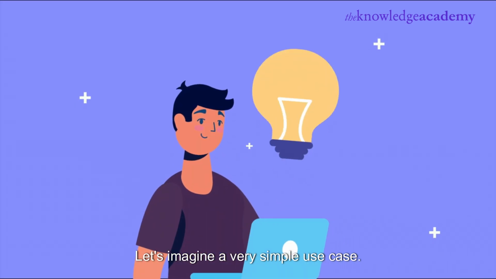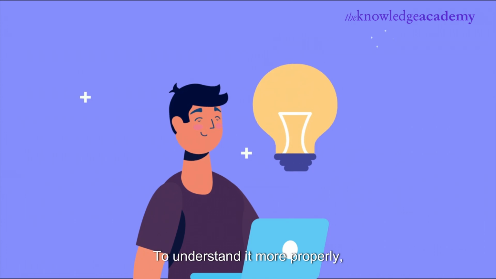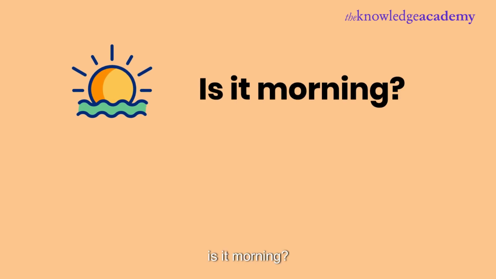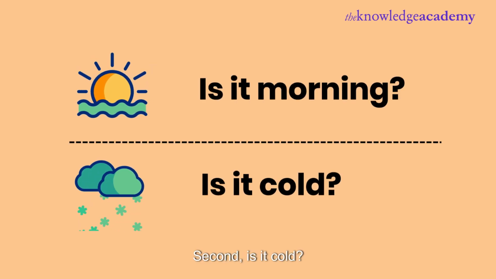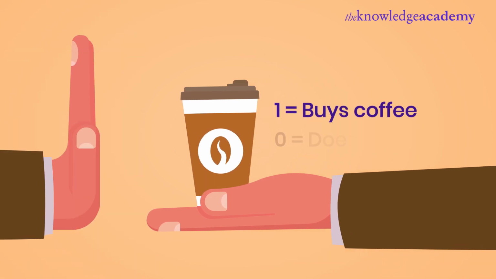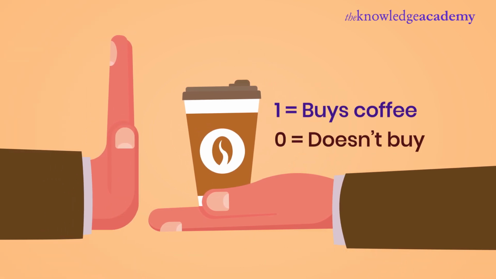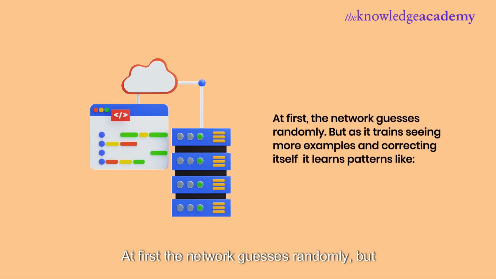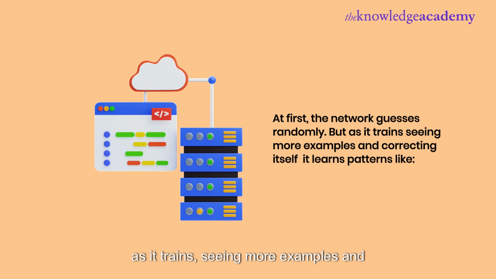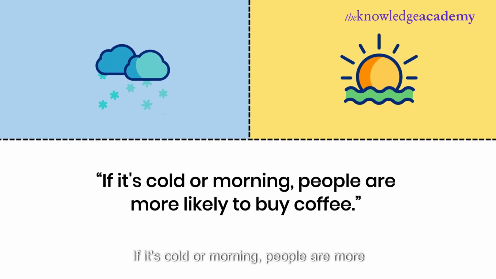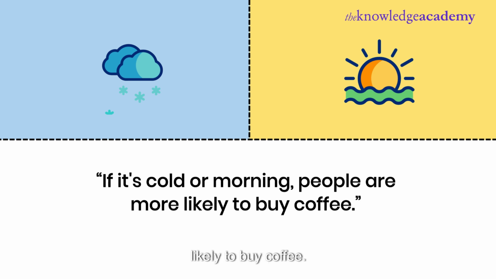Let's imagine a very simple use case to understand it more properly. You're building a system to predict whether someone will buy coffee. You have two features. First, is it morning? Second, is it cold? And your output is 1 equals buys coffee, 0 means does not buy the coffee. You feed this data into the network. At first, the network guesses randomly, but as it trains, seeing more examples and correcting itself, it learns patterns like if it's cold or morning, people are more likely to buy coffee.